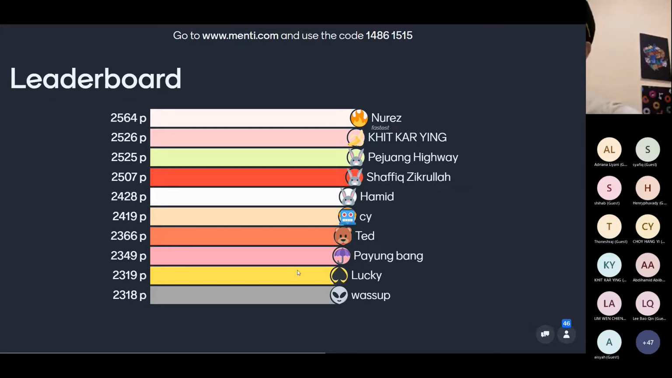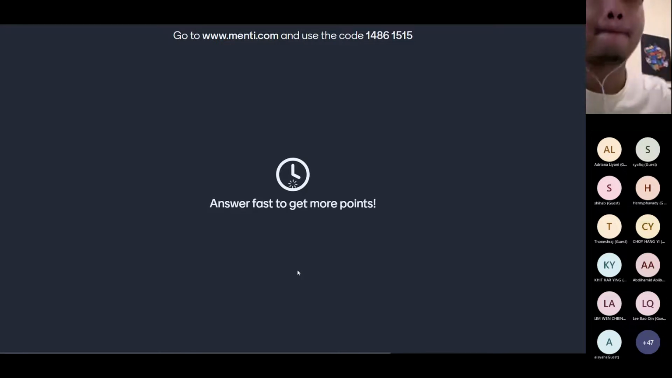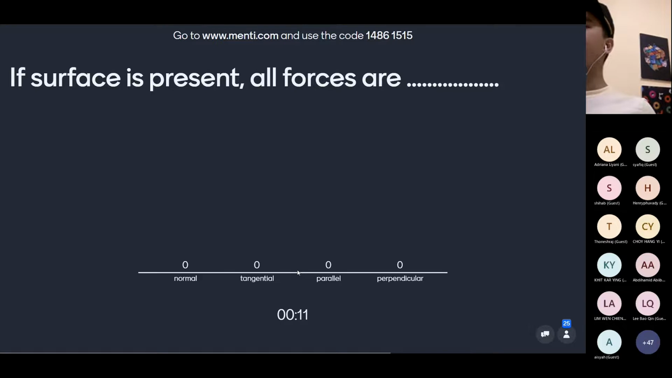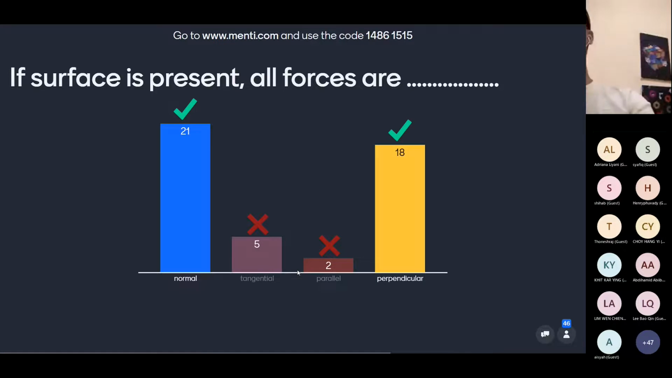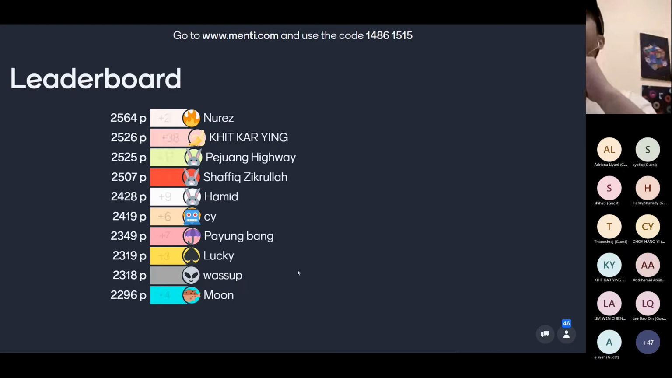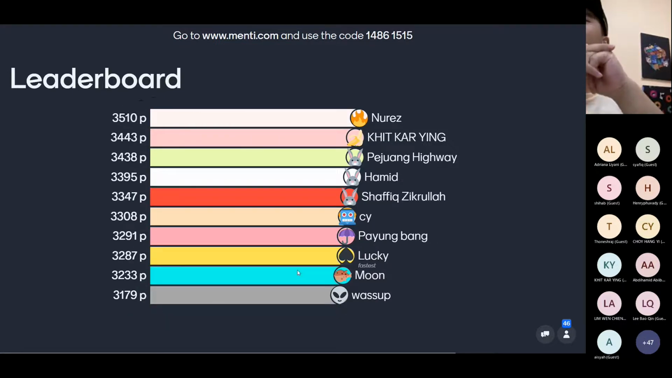Next question. Get ready. If a surface is present, all forces are... I hope all of you got this right, this is very important. Must be normal. Good. Not parallel; parallel is for shear stress. We are dealing with static, hydrostatic. We have Nuris, Kit Ka Ying, and Lucky the fastest. Finally, the final one.